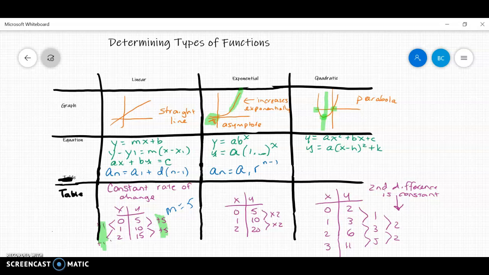In an exponential table, instead of adding 5 each time, we're multiplying by a number. So anytime we have x going up by 1 each time, we're going to be multiplying on the y side. Our output is being multiplied. So that helps us identify an exponential function.